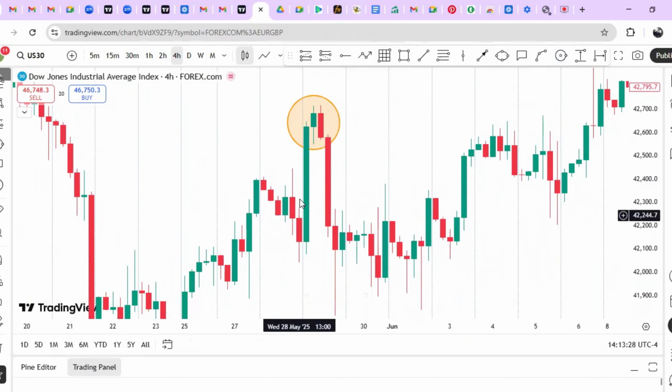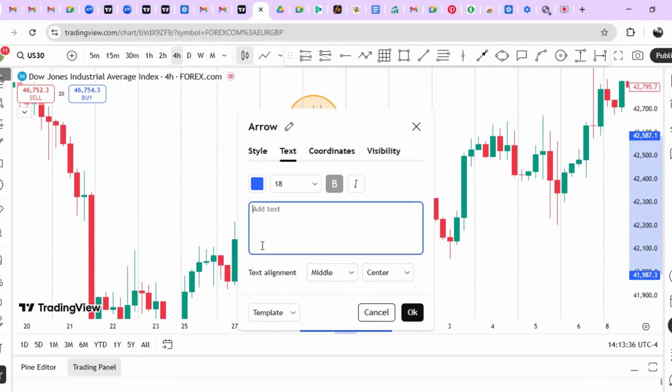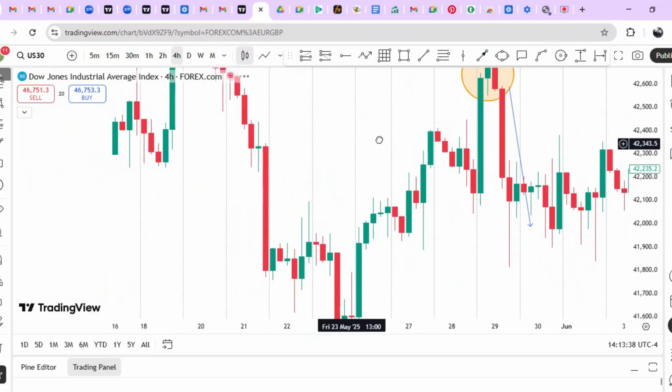Here again, we have this impulsive push. The Doji, working more like a Doji and an engulfing candle. What happened next? So this nice push to the downside. So you can look for your selling opportunities there.